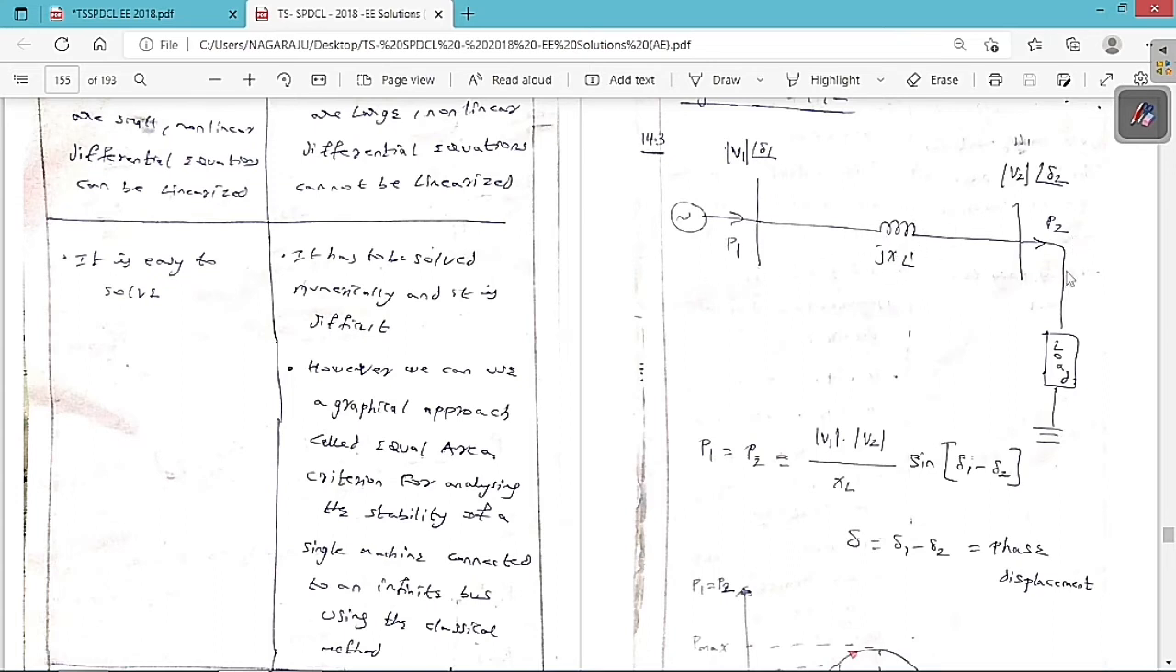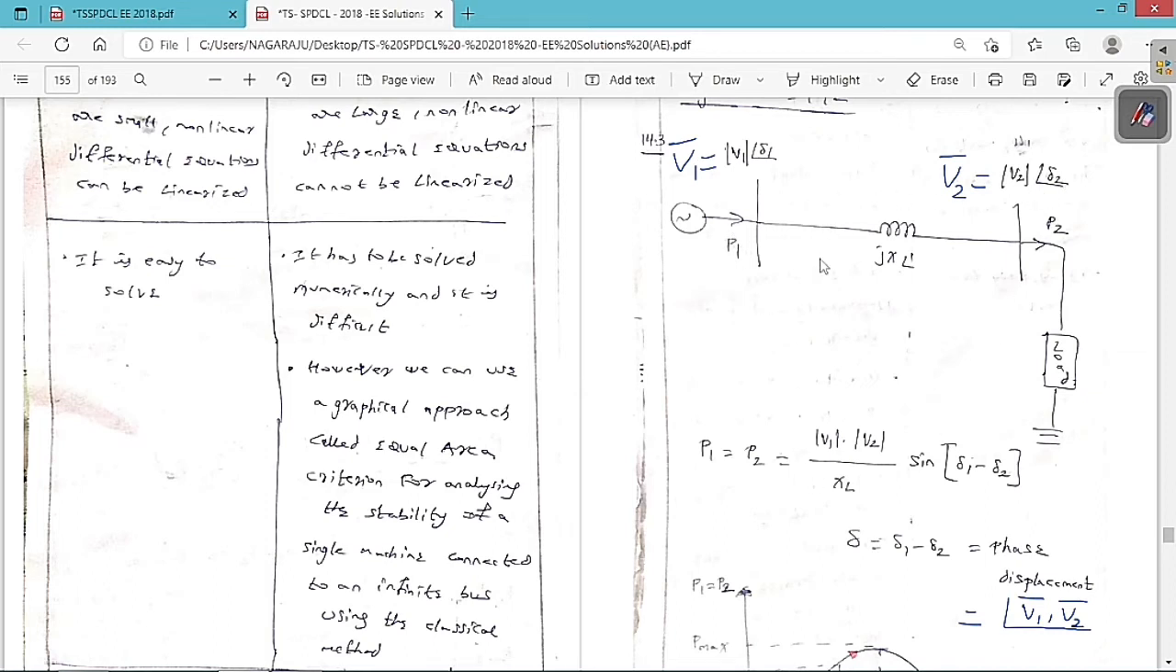Therefore P1 is always equal to P2. This bus voltage is equal to mod of V1 at an angle of delta 1, and this voltage is mod of V2 at an angle of delta 2. So this is bus 1 and this is bus 2. Bus 1 voltage V1 bar is equal to mod of V1 at an angle of delta 1, and bus 2 voltage V2 bar is equal to mod of V2 at an angle of delta 2.